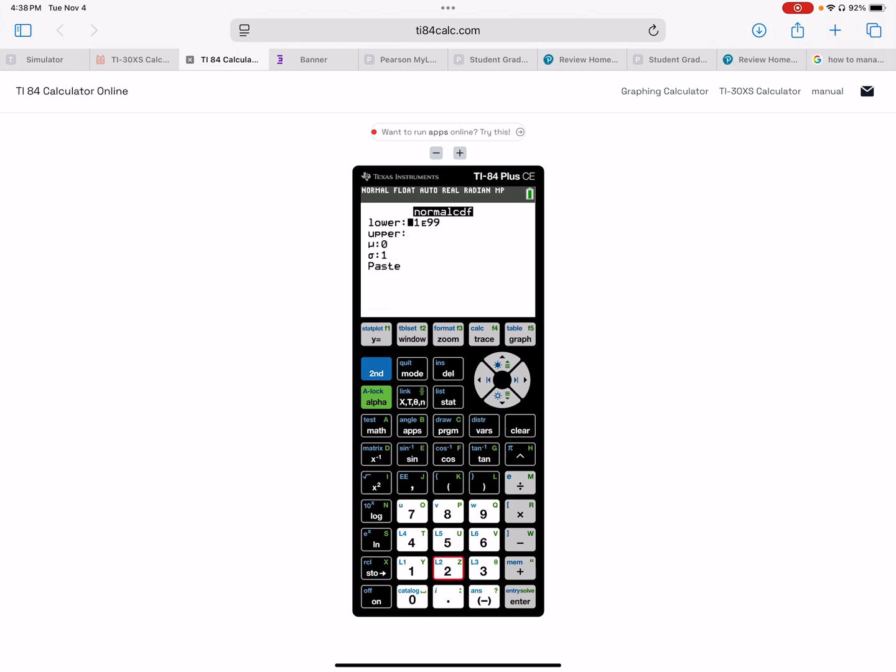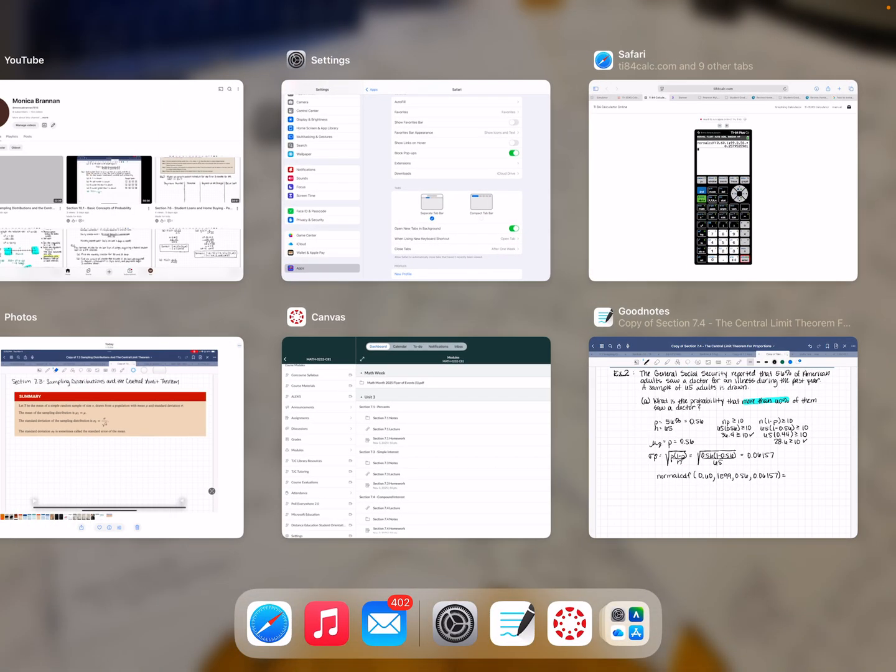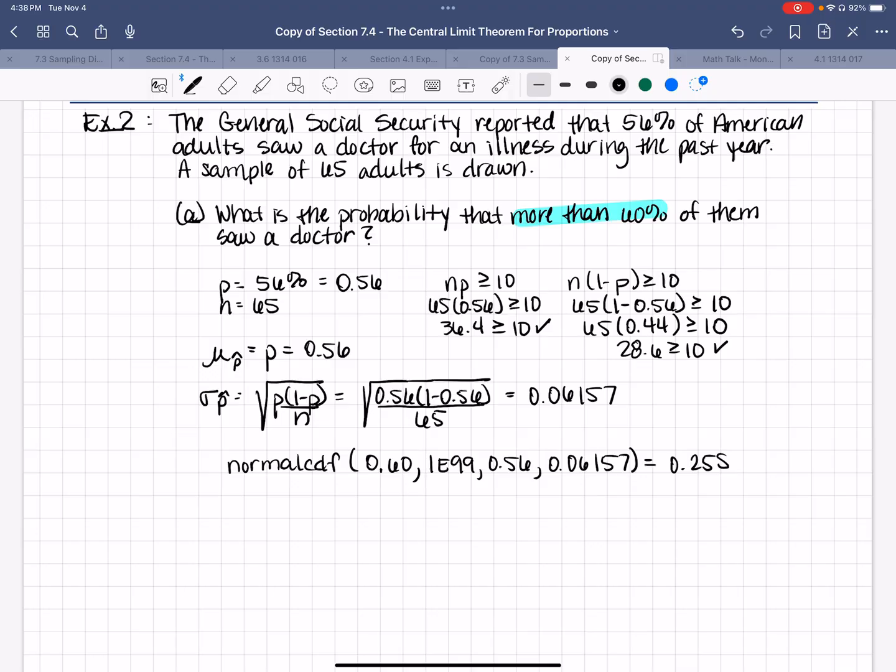So when I put that into my calculator, I'm going to go to second DISTR, number 2, my normal CDF. My lower limit is 0.60. My upper limit is 1 second comma 99. Then my mean is 0.56, my mu, and my sigma, or standard deviation, is 0.06157. I'm ready. And that does give me 0.2580, because if I round, the 5 tells me that the 9 has to round up, so that becomes 80. So I get 0.2580 as my probability that more than 60% of them saw a doctor.